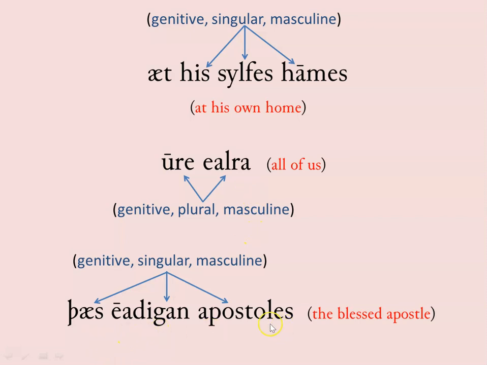Thæs eadigan apostoles, the blessed apostle. Genitive, hence the s on the end there, apostoles. Eadigan, thæs, the blessed apostle: singular in number, masculine in gender, but also genitive because it's of or relating to the apostle, hence the genitive. Again, up here, genitive because it's all of us, it's relating to us. We own it, as in genitive, as in possessive, possession. Same up here, the genitive because it's his home.